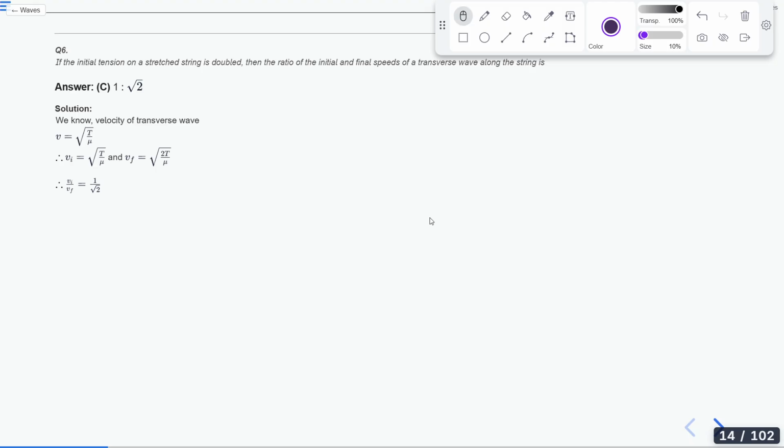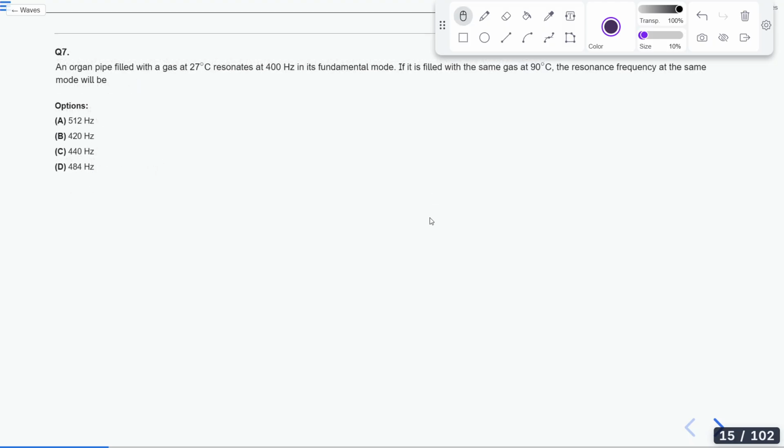So let's move on to the next question. Now next question. An organ pipe, okay, it is not given whether it is open or closed, so only organ pipe is there. An organ pipe filled with gas at 27 degrees Celsius resonates at 400 Hertz in its fundamental mode. So if it is filled with the same gas at 90 degrees Celsius, the resonance frequency at the same mode will be.